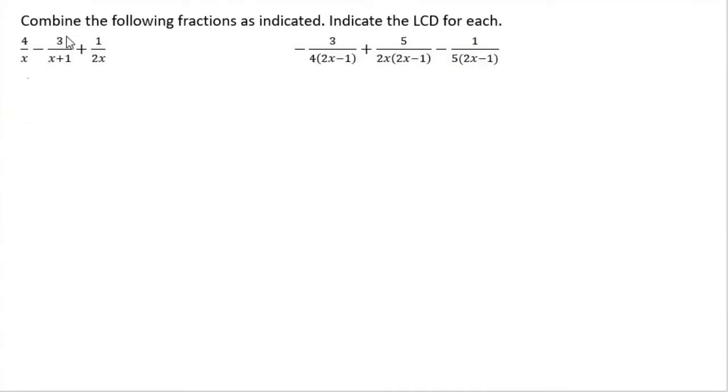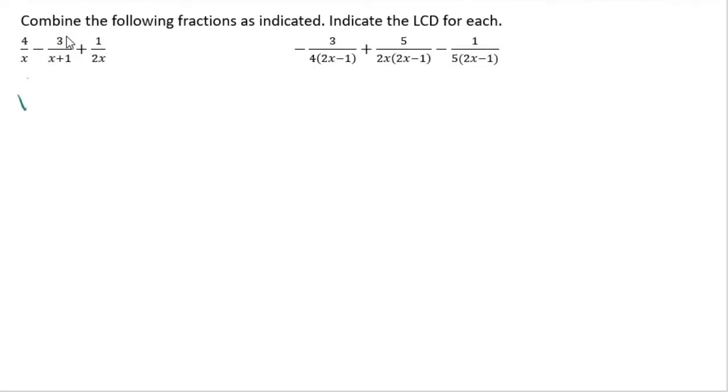And finally, we've arrived at the last type of problem. Now we're adding and subtracting fractions with all sorts of nonsense going on. So these are rational expressions. Okay, we'll approach it exactly the same way. And in fact, maybe we'll look at the LCD for both of these examples before we go on to solve them. We're looking again at the prime factors.